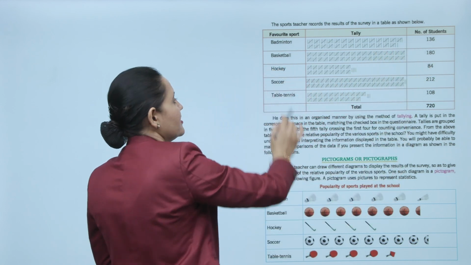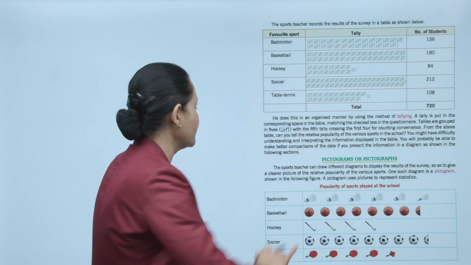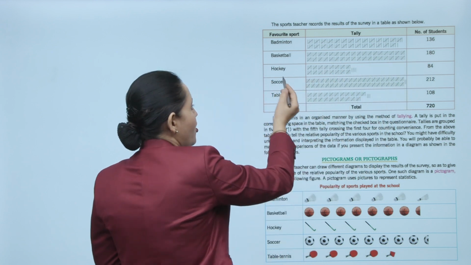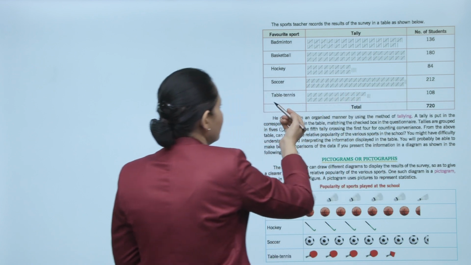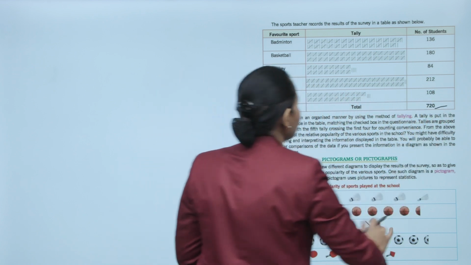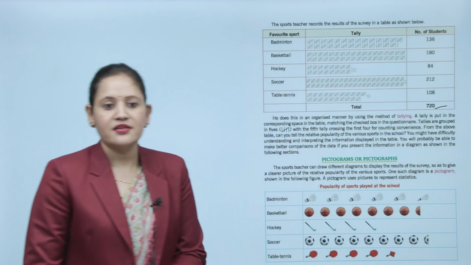So badminton, 136 students like badminton most. Basketball, 180 like basketball most. Hockey, 84 students. Soccer, 212. Table tennis 108, total 720 students. So here are tally marks and number of students.